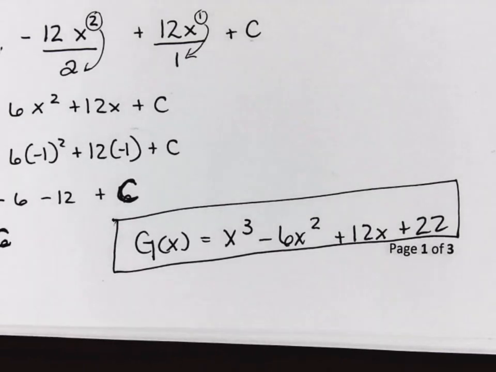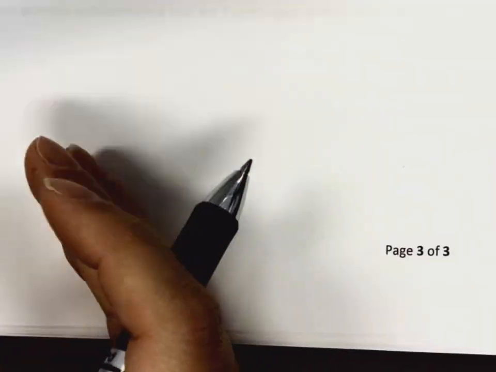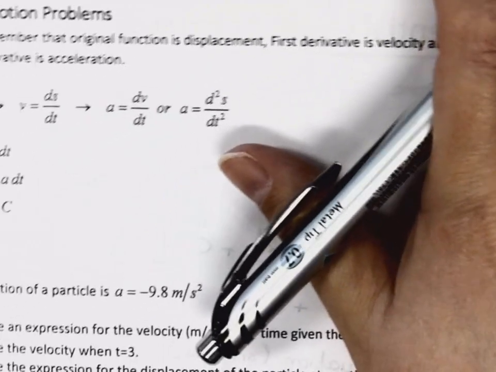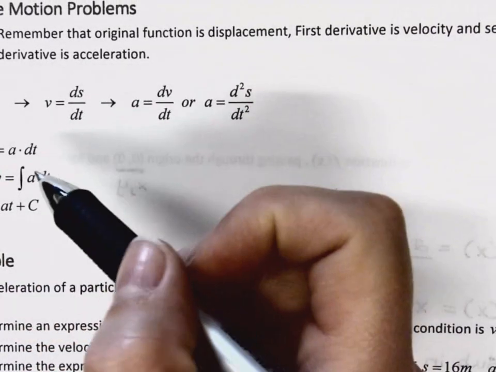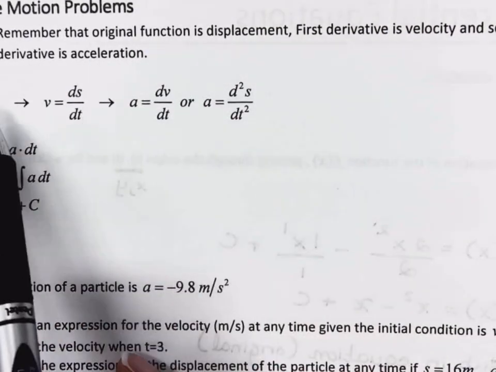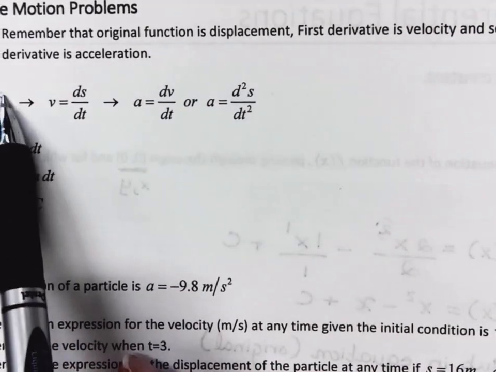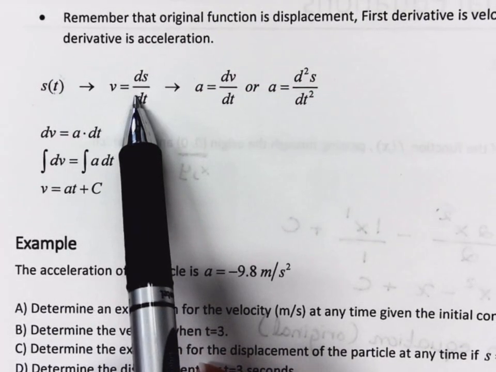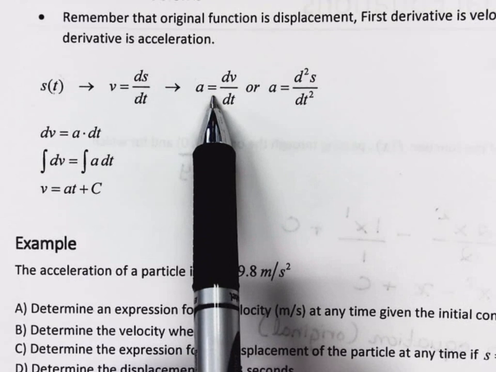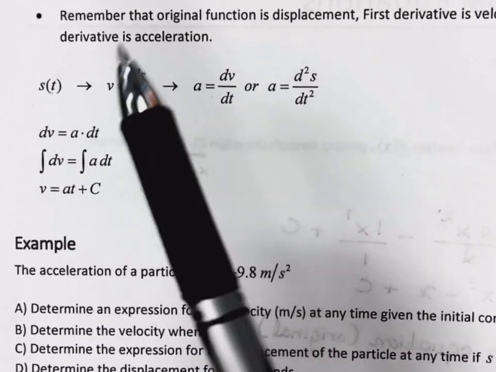All right. Oh, look, word problems. Particle motion. We did that. So if we know this is displacement, s of t would be displacement. Velocity is the first derivative. Acceleration is the second derivative, right?